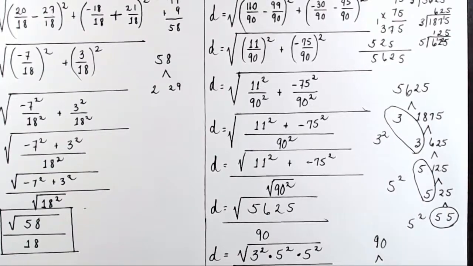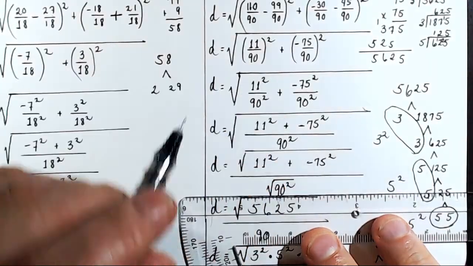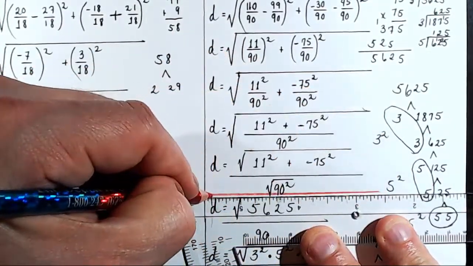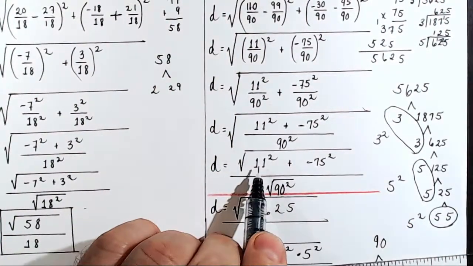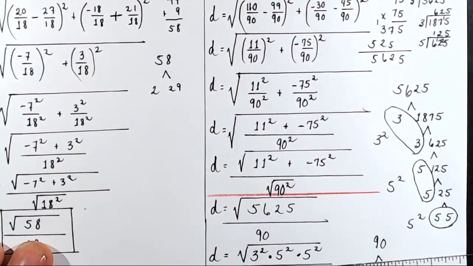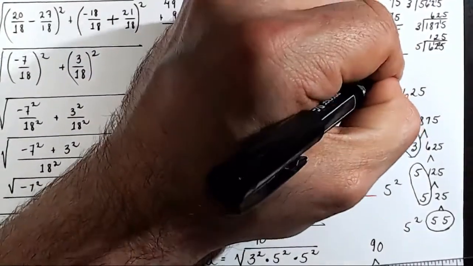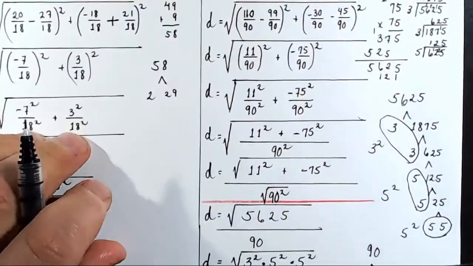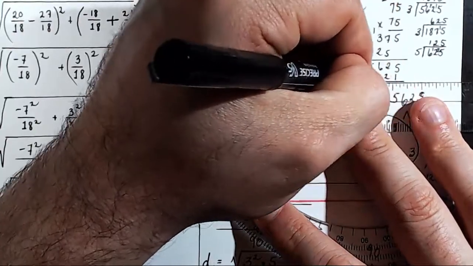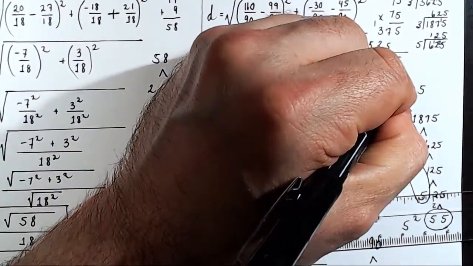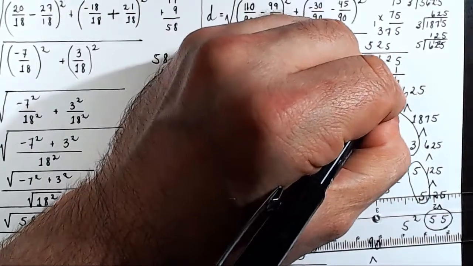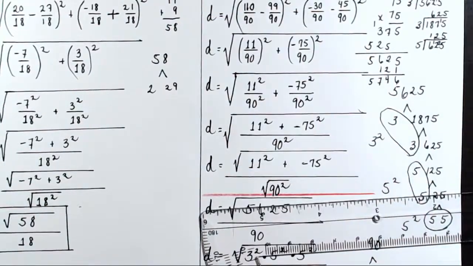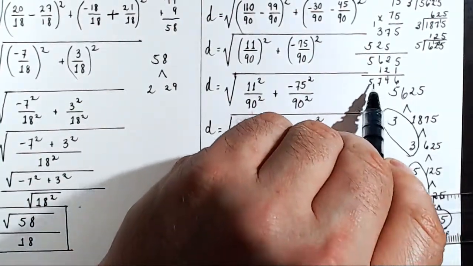So we need to stop at this point. This is where it went wrong. Right at this point is where it went wrong because I forgot to add in 11 squared, which is 121. I just dropped it completely. So I need to go back here to 5625 and add 121. 5 plus 1 is 6. 2 plus 2 is 4. 6 plus 1 is 7. And then we bring down the 5. So I don't need to factor 5625. I need to factor 5746.